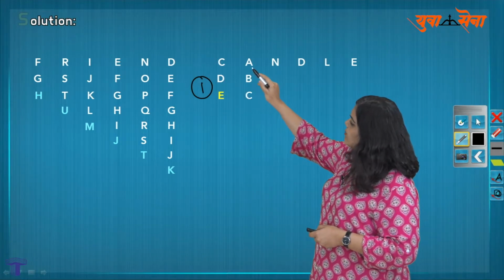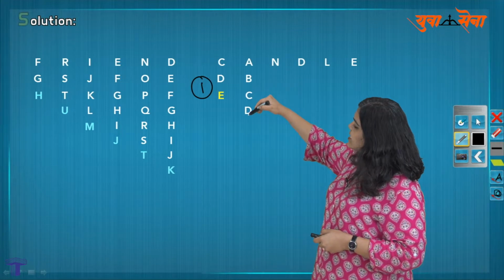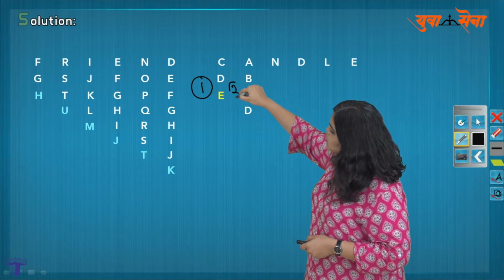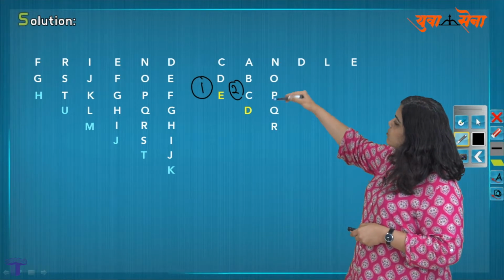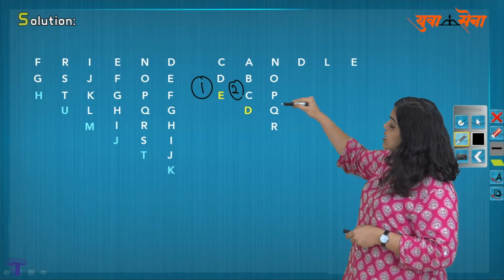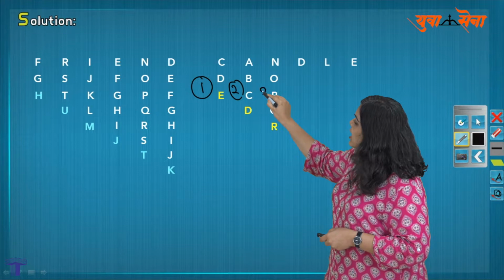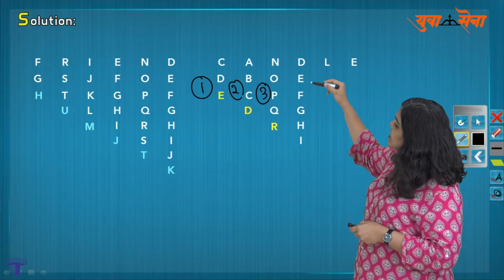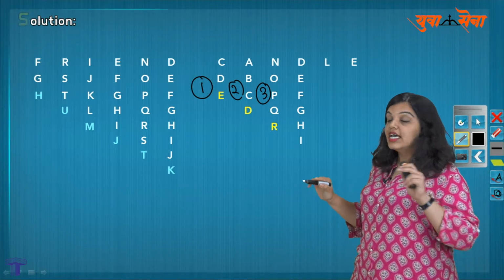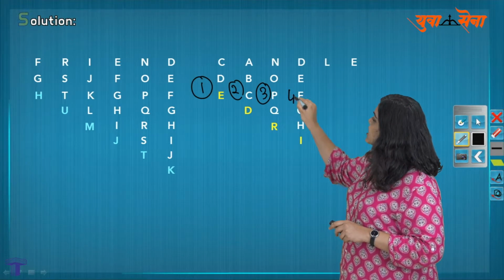For the second letter, I must skip 2. So I skip B and C and I reach D. So I have skipped 2, and D is the letter that I need. For the third letter, I skip 3, that is I skip O, I skip P, I skip Q, and I reach R because I have to skip 3. For the fourth letter, I skip 4, that is E, F, G, and H are all skipped, and I reach the letter I. I have skipped 4.